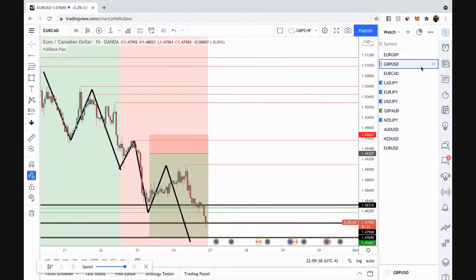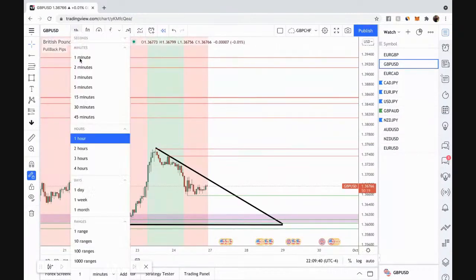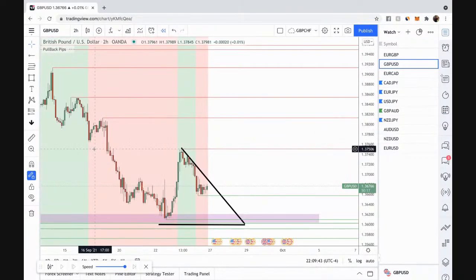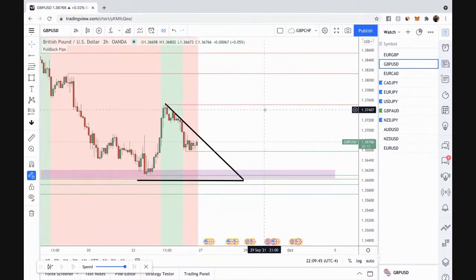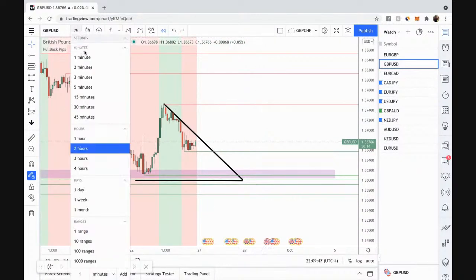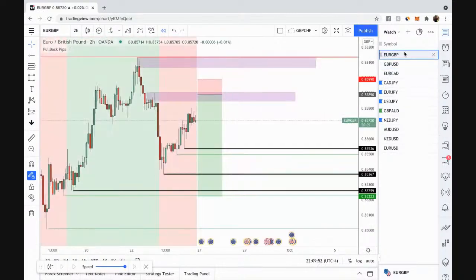EuroCAD, I would leave it alone. GU, I would wait. You see, and this might be the thing with GU. This might be the thing here.